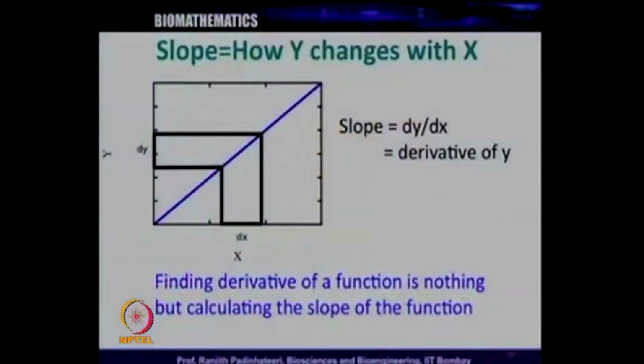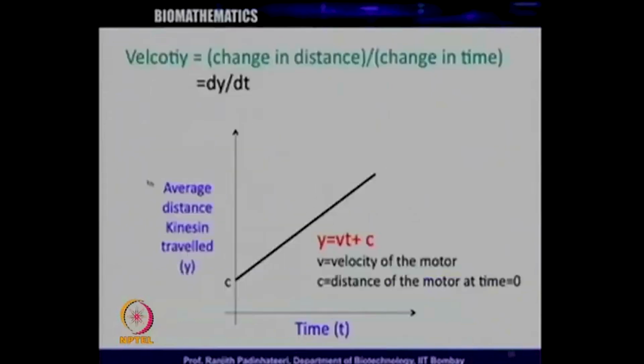So, as you see in this here, calculating dy by dx, how much the y changes when you change x, it is calculating the slope. So, you calculate the slope of this straight line. Finding the derivative of a function is nothing but calculating the slope of the function, and this is very useful. If you calculate the slope of this position-time curve that we saw in the previous graph, you will get the velocity.